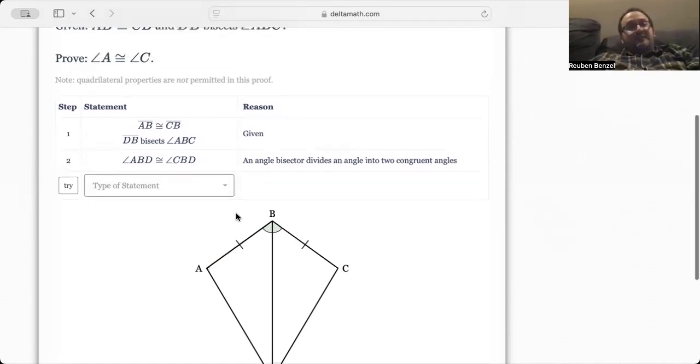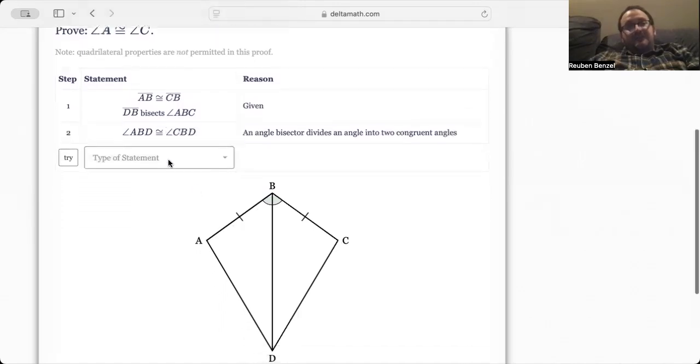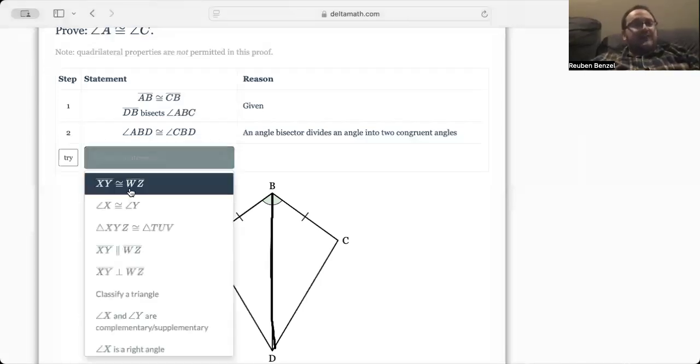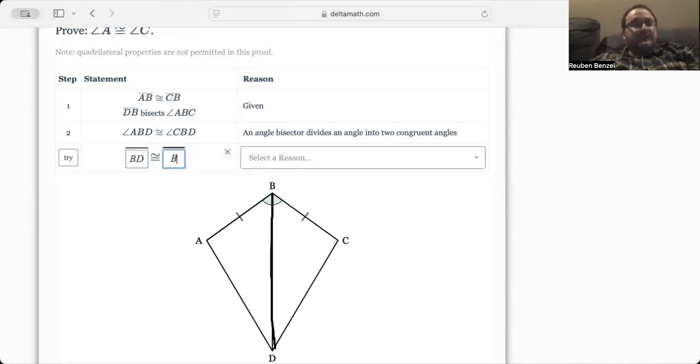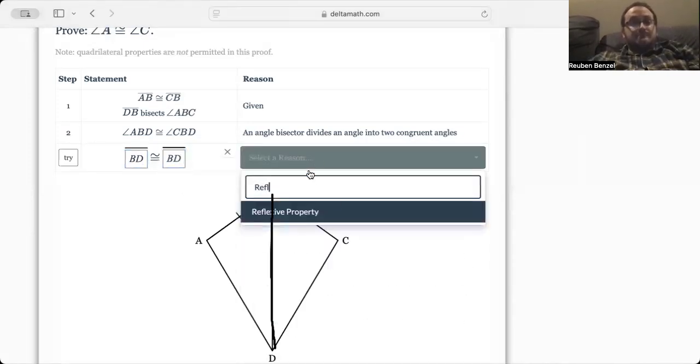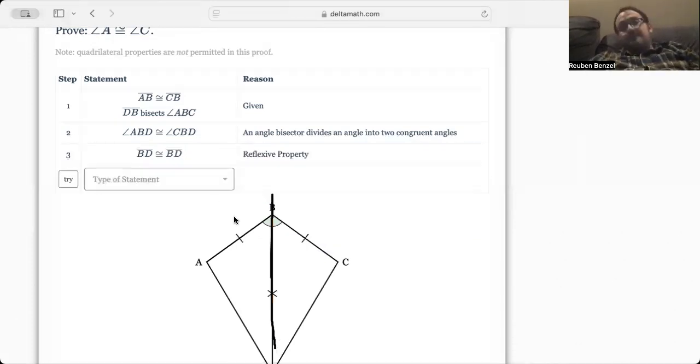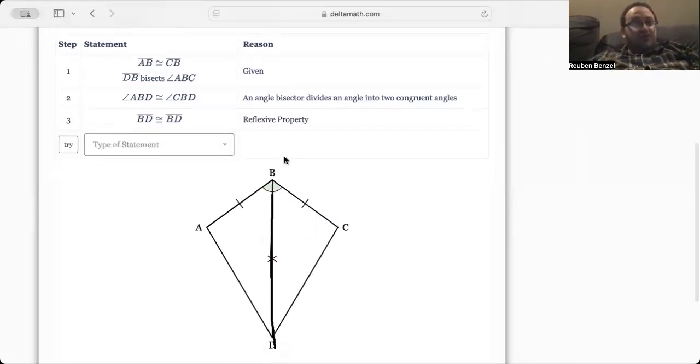All right. Then the next thing that we have is we have the angles congruent, and we have a side that actually is shared. So this side that we're looking at, which is BD, I'm going to highlight that, is congruent to itself. So that's the reflexive property. So I could say that BD is congruent to BD. We are ever closer.